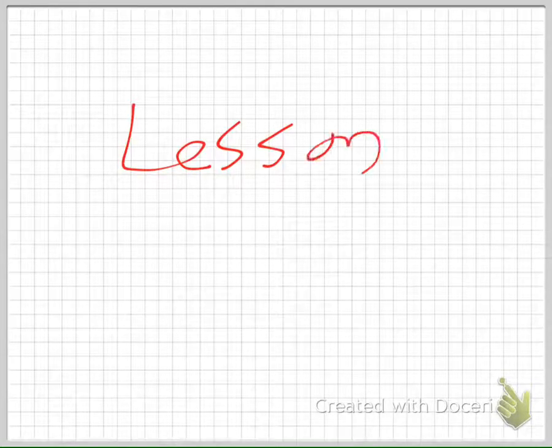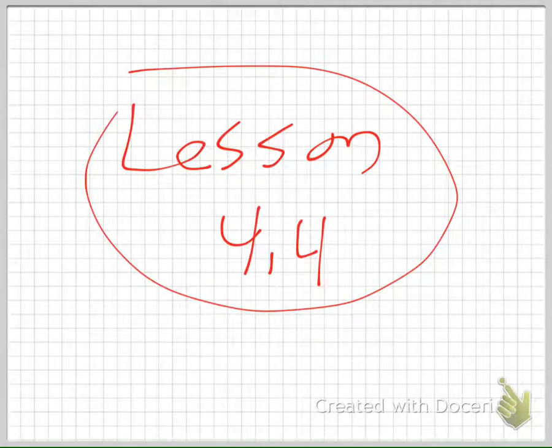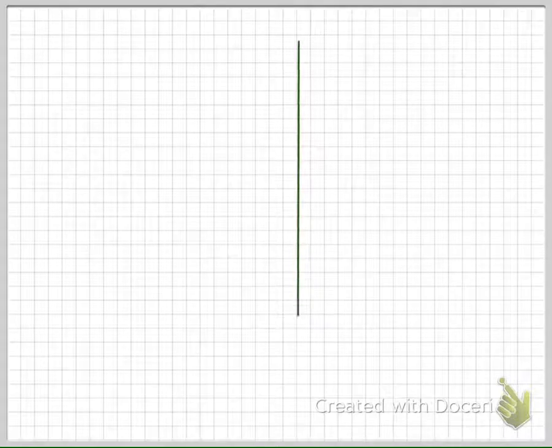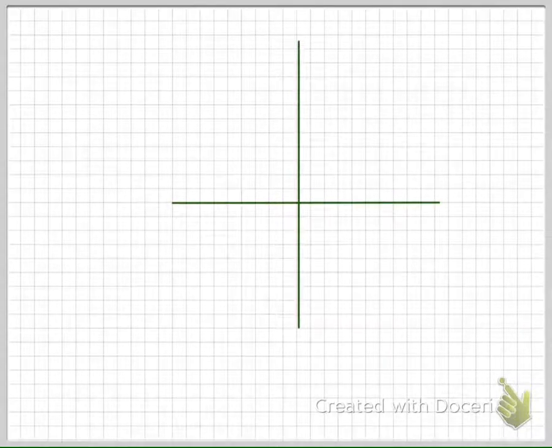All right, this is Algebra lesson 4.4, which is parallel and perpendicular lines. Here's the basic gist of this. If you know the slope of a line, if you have yourself a line, and the line, we'll do it in red, looks like this.